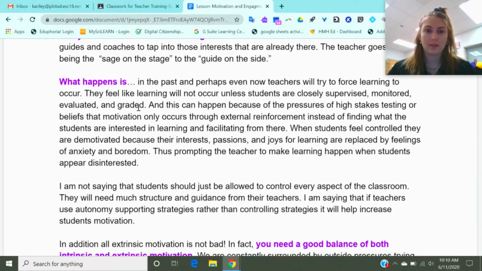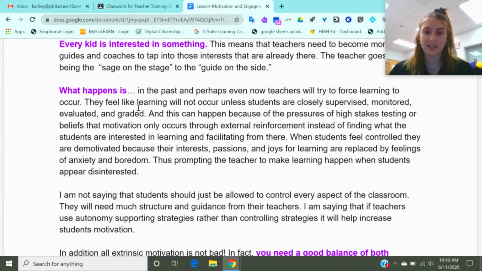Okay, so what happens is in the past, perhaps even now, teachers will try to force learning to occur, which doesn't always work out the way we want it to. And I totally understand, as I was a teaching assistant in graduate school and I had freshmen for intro to psychology. And I love psychology. If I were a teacher, I would teach psychology. And so I would come to class so ready, so excited to present my lessons. And then a lot of them would just be like, so I get it. But yeah, you can't force learning to occur.